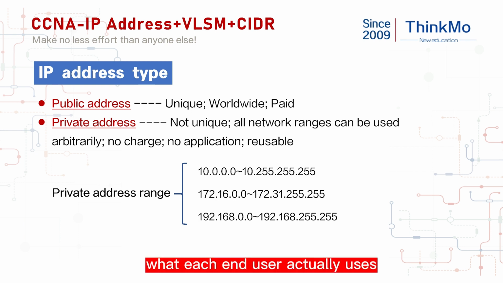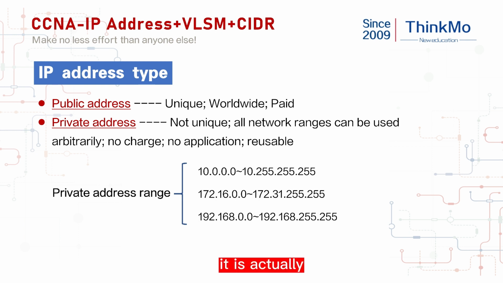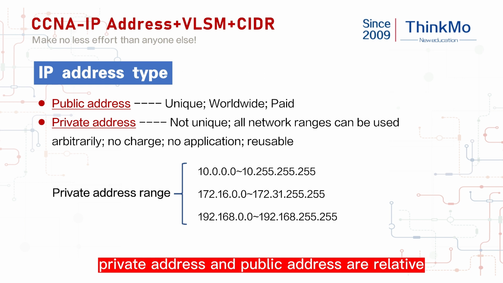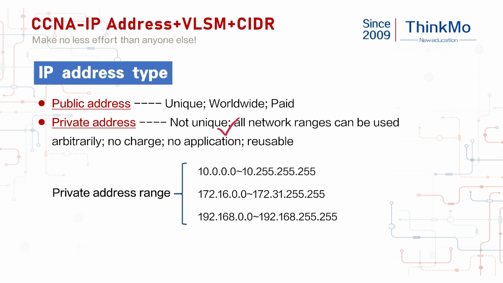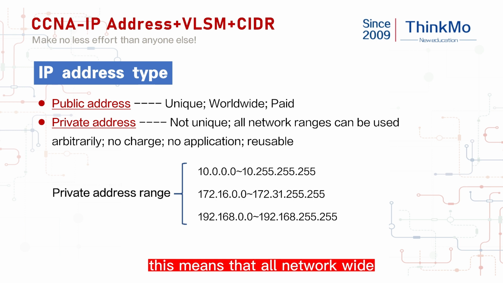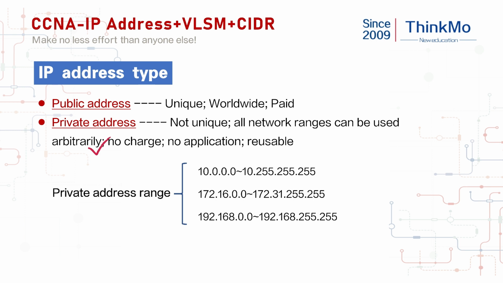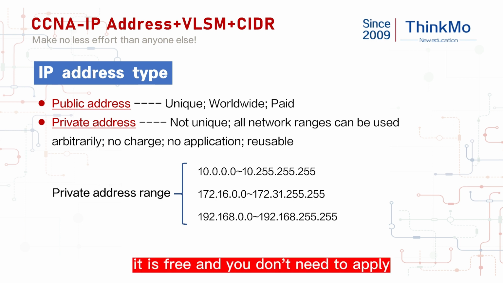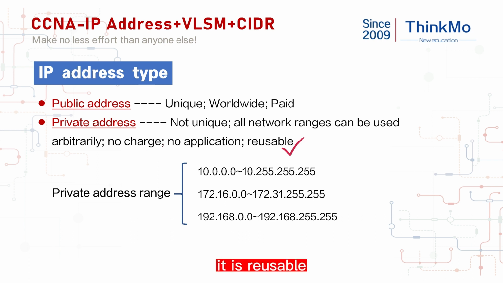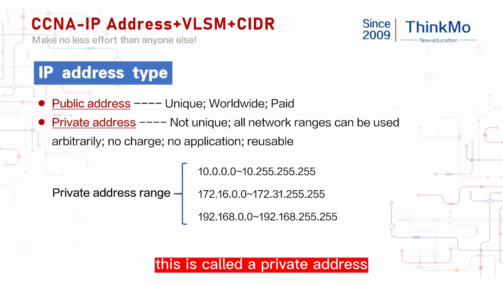What each end user actually uses is not a real public address. Instead they use a private address. It is actually a small piece cut out from the overall address space as a private address. Private address and public address are relative. It is not unique. This means that it can be used arbitrarily across the whole network. It is free, and you don't need to apply. It is reusable. This is called a private address.